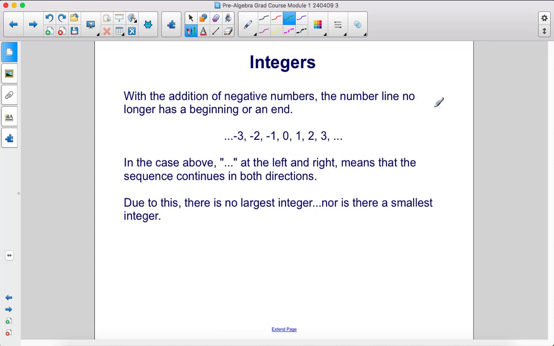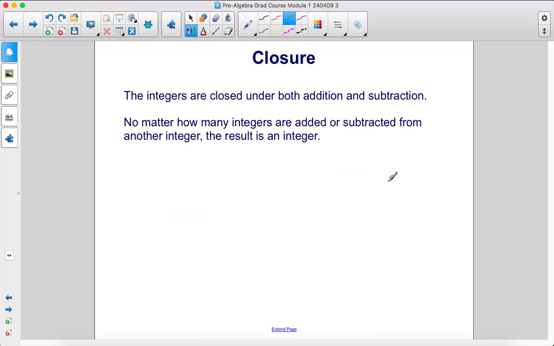With the addition of negative numbers, the number line no longer has a beginning or an end. In the case above, the arrows at the left and right mean that the sequence continues in both directions forever. Due to this, there is no largest integer, nor is there a smallest integer. The integers are closed under both addition and subtraction. No matter how many integers are added or subtracted from another integer, the result is an integer.